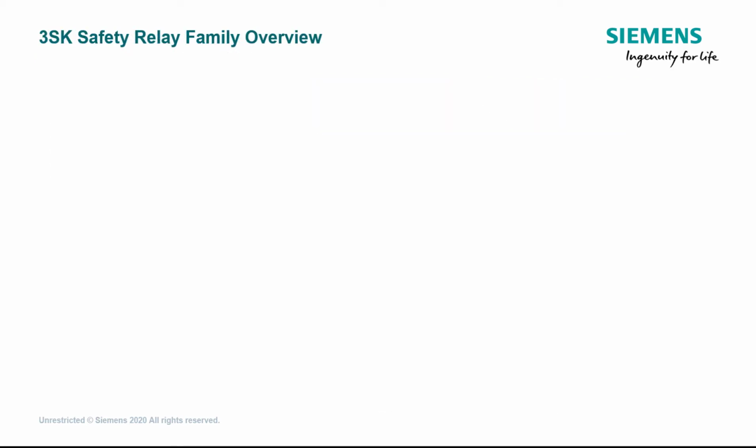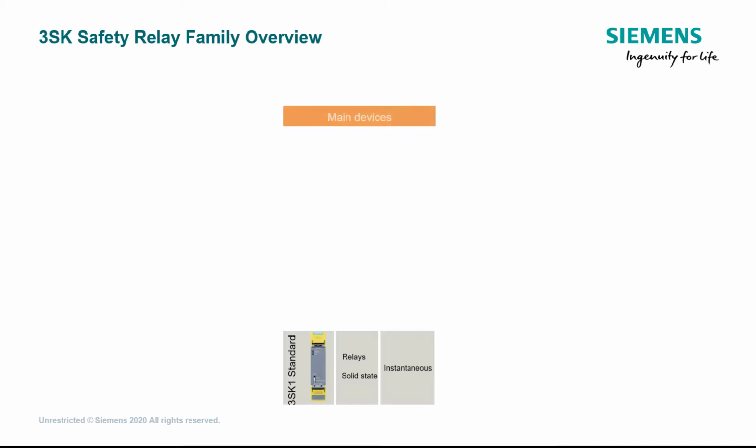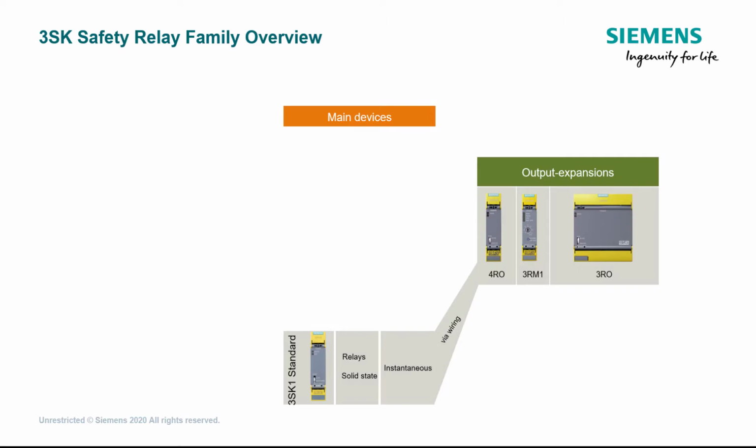So let's now go through a simple overview of our 3SK safety relay family from Siemens and showcase some of the benefits that it can provide. To start with, we have a line called the 3SK1 standard system. With the standard system, this is a good application where you have maybe minimal safety inputs, but in addition to the outputs on board the base unit, you can also now have output expansions to be able to switch multiple voltage levels or perhaps higher amp capacities on your outputs.